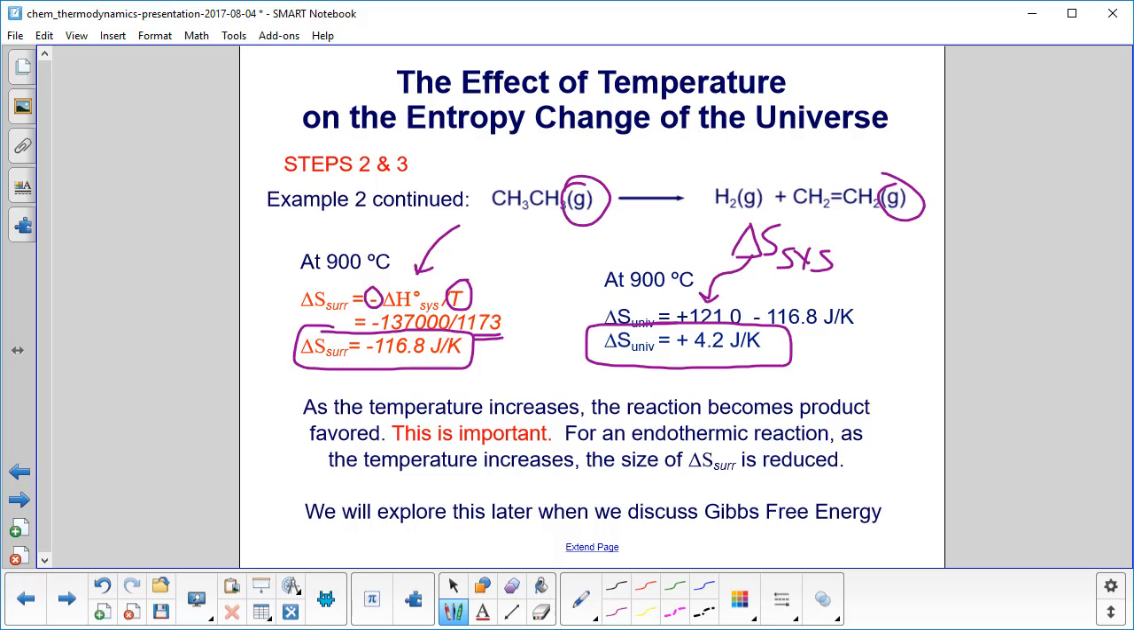The change in entropy for the universe is 4.2 joules per Kelvin. So what has happened here? As the temperature increased, the reaction becomes product favored. This is important. For an endothermic reaction, as the temperature increases, the size of delta S surroundings is reduced. And again, here's an advertisement for Gibbs free energy that's coming up.